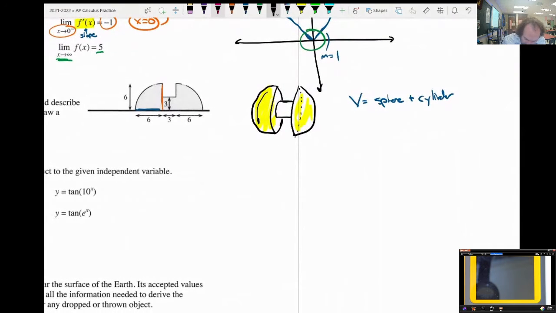Now, if you don't know the volume of a sphere, that's okay, because I'm going to go Google it, honestly, because I don't memorize it myself. On an AP question, they would tell you what the formula would be.